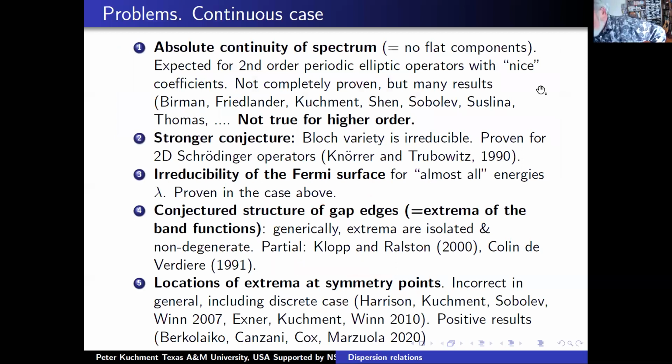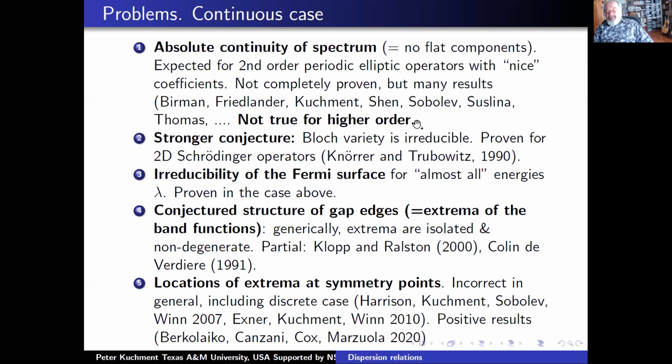Now, what are the issues here? What are the problems here? I will list problems and what is known, what is not known. As I mentioned, absolute continuity of the spectrum is equivalent to absence of flat components and absence of true L2 eigenfunctions. It's expected for all periodic elliptic operators with sufficiently nice coefficients, nice so that uniqueness of continuation theorems hold, which is most of the cases. However, it's still not proven in full generality. There have been major advances. I'm sorry, I would definitely miss some names since this is old history. I haven't been following recent developments, so there might be more results.